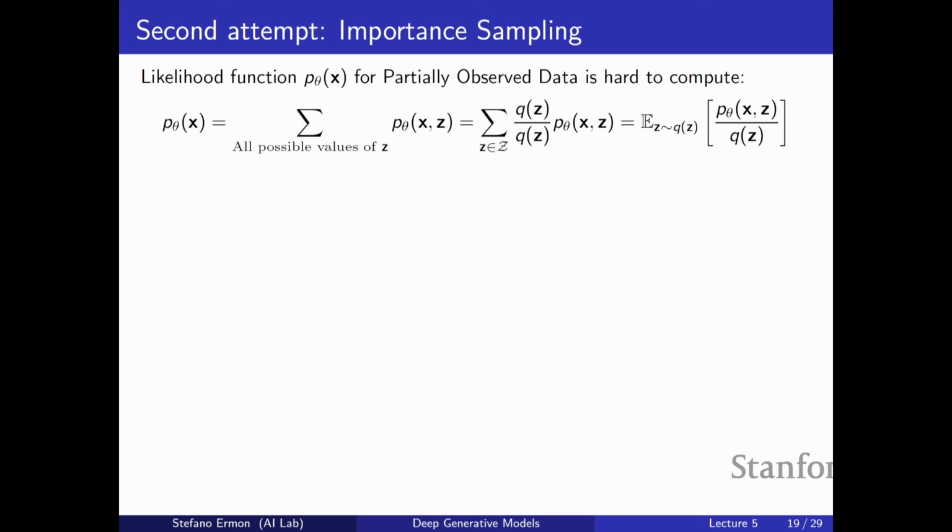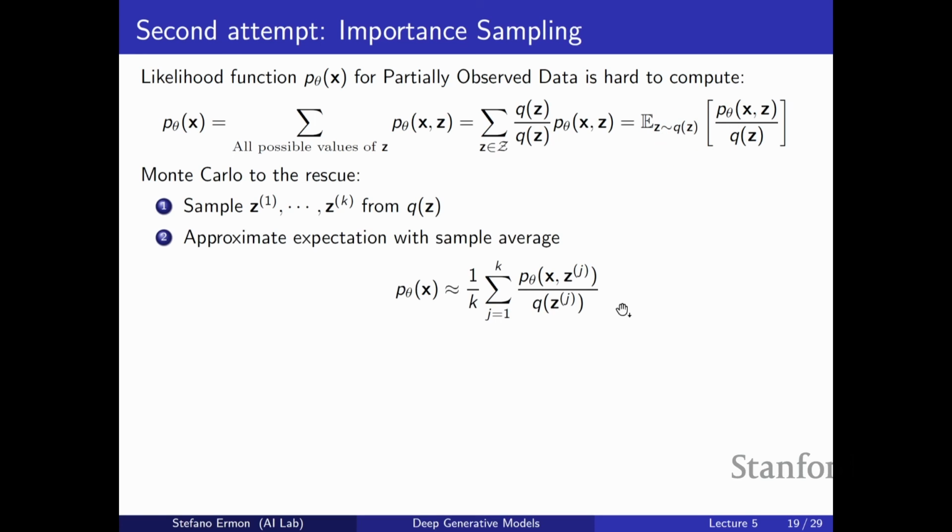And now what we can do again is just Monte Carlo. This is still an expectation. It's still intractable in general, but we can try to do the usual trick of sampling a bunch of z's.